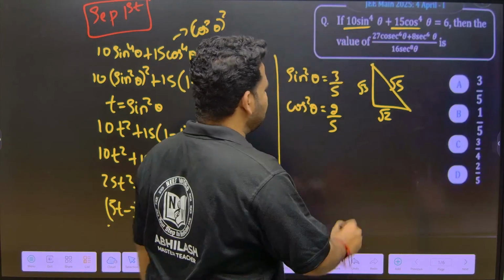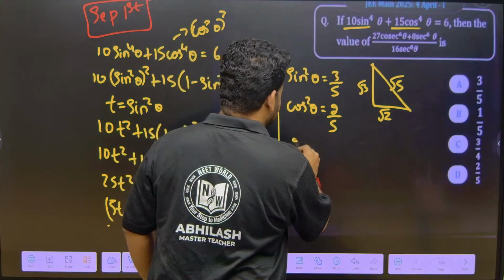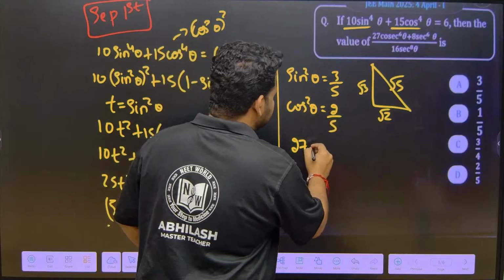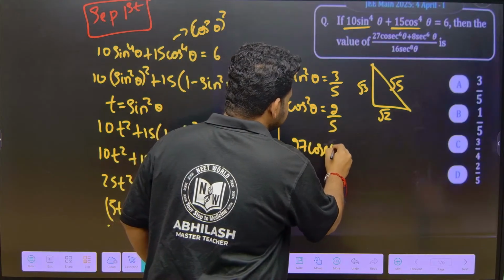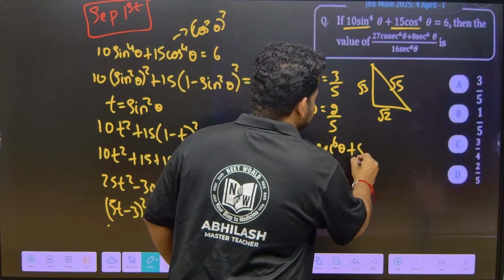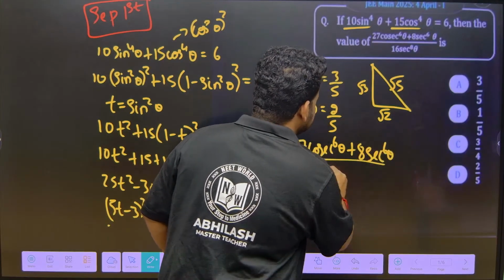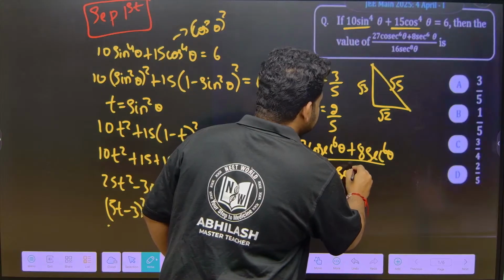What is it that they are asking us to find? They are asking us to find the value of 27 cosec power 6 theta plus 8 secant power 6 theta, divided by 16 times secant power 8 theta.